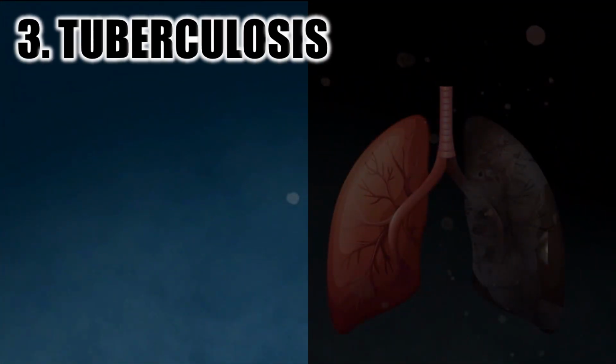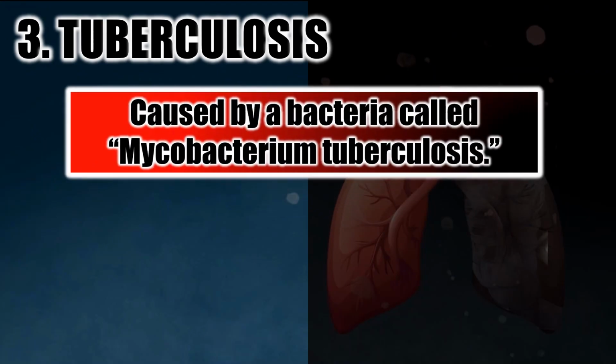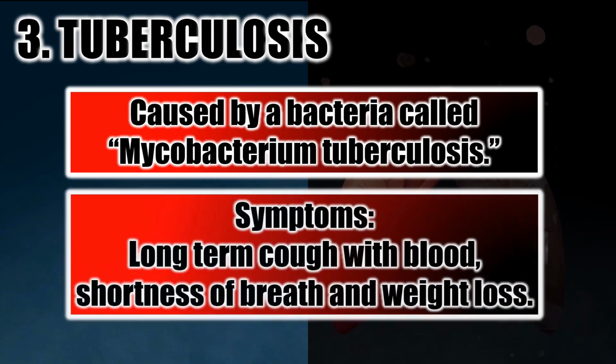Number 3, tuberculosis. It is a disease caused by a bacteria called Mycobacterium tuberculosis. The symptoms include long-term cough with blood, shortness of breath, and noticeable weight loss. You might ask how smoking can cause tuberculosis. Smoking weakens the immune system of your lungs. And if the immune system is weak, you get easily infected by the bacteria that can cause tuberculosis.